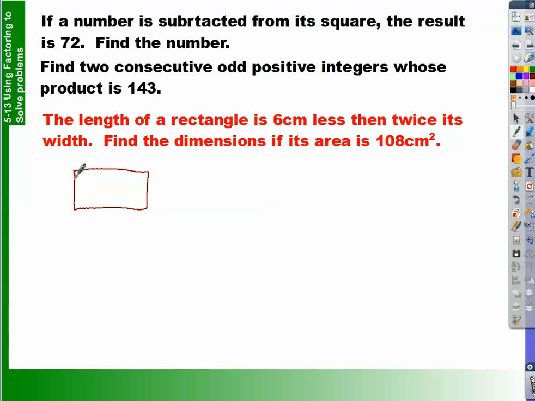All right. So what is the width of this rectangle? Do we know? No, we don't. So when we don't know the width of a rectangle, what are we going to use? W. Okay. I would go with W too.